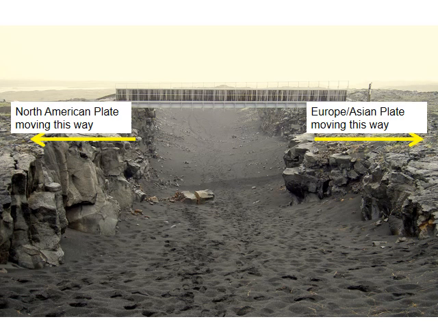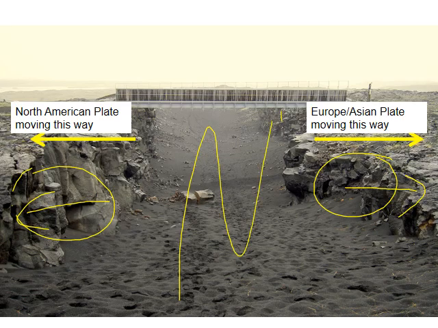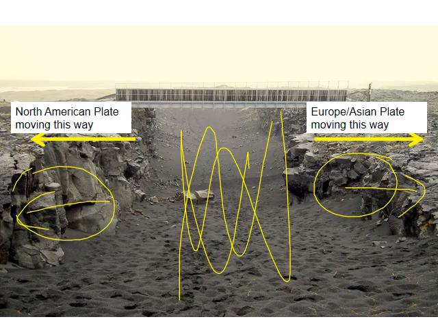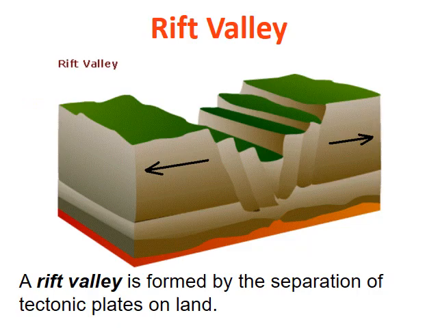This is called the bridge between continents. And this is actually the Eurasian plate over here, and this is the North American plate over here. This is going this way, and this is going this way, and here's our rift in the middle. This is where Iceland is being pulled apart because it's on a divergent boundary.